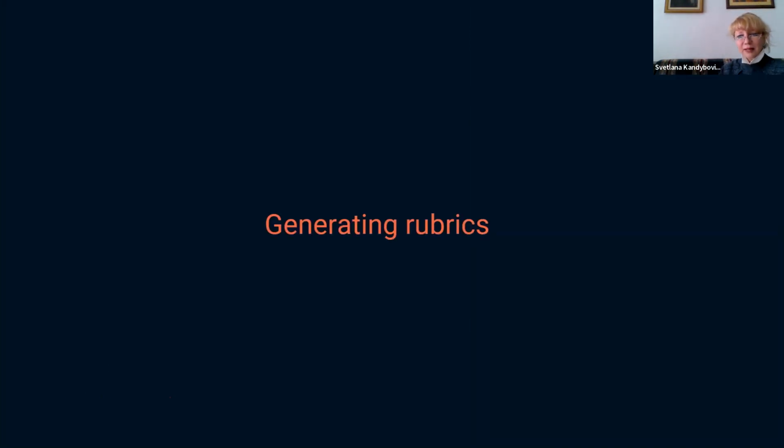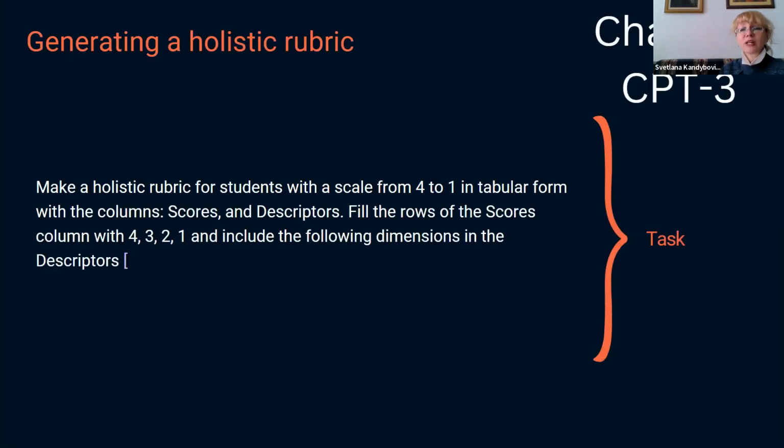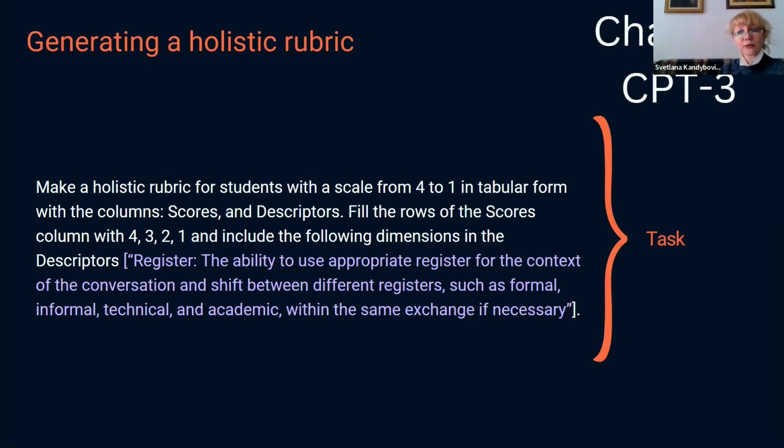Okay, now we come to the interesting point, which is generating rubrics. Sometimes generating a rubric may take much of your time, but with a large language model, it's much easier. For example, if you want to generate a holistic rubric, you can use the following prompt. Make a holistic rubric for students with a scale from 4 to 1. You can actually use your own scale.